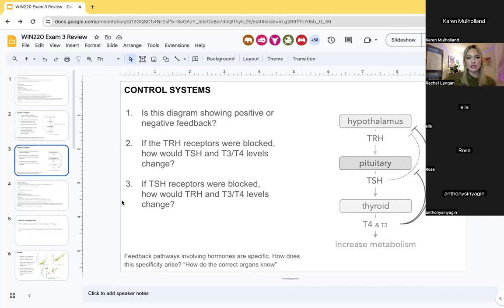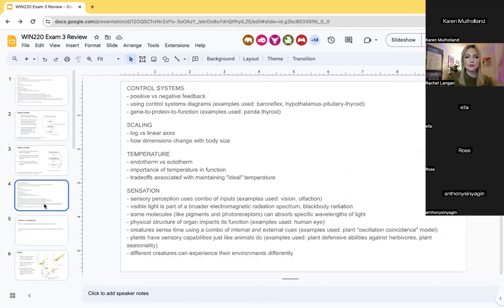Any questions about control systems? Cool. Okay, then next we have scaling. And he specifically wants you to know about log versus linear axes and how dimensions change with body size.